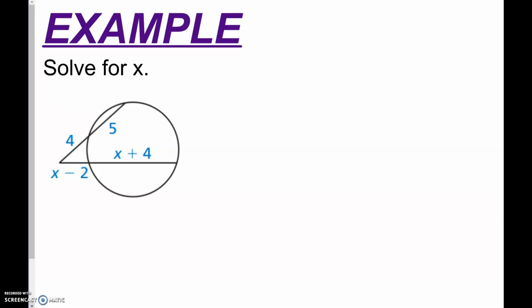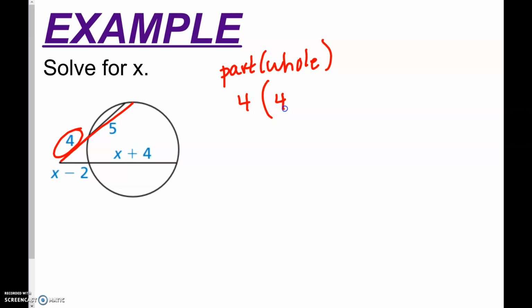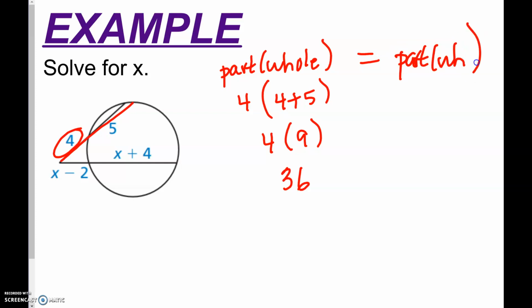All right, let's go through some sample problems here. So it looks like we have a secant and a secant, so I'm going to do part times whole to do these. Okay, so let's look at this one first. The outside part is the 4, and then the whole thing. Now, most of you are not going to write 4 plus 5. You're just going to do 4 times 9. Most of you are just going to write 36. Okay, part times whole. And that's going to have to equal the same thing on the other side when we do that part times the whole.